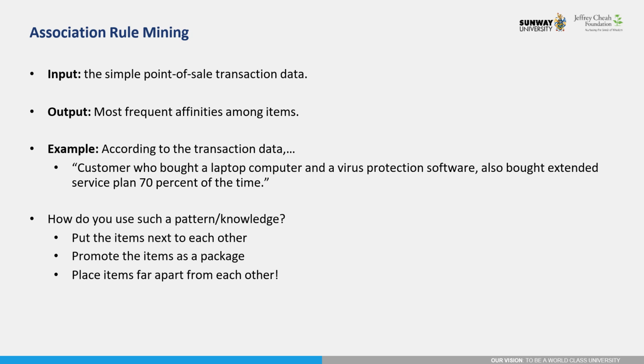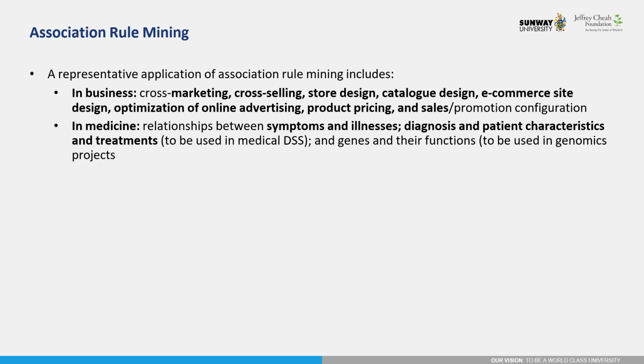Like putting the items next to each other, promoting the items as a package, or placing the items far apart from each other. So for association, you need to think about what your expected input is or what your expected output is. Just to give one example. For association rule mining, it is very important to understand this in business, especially when we are talking about cross marketing, cross selling, store design, catalog design, e-commerce sites, and optimizing online advertisement, like product pricing, sales, promotion, and configuration.